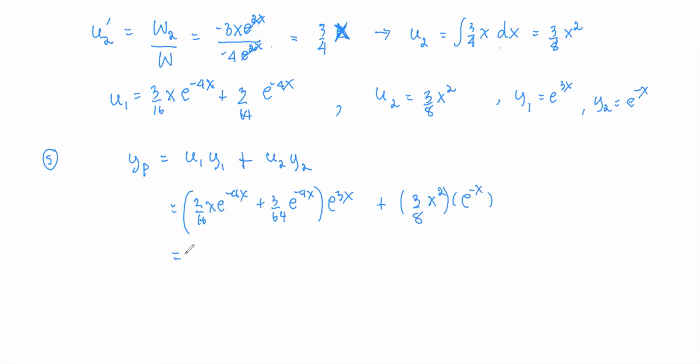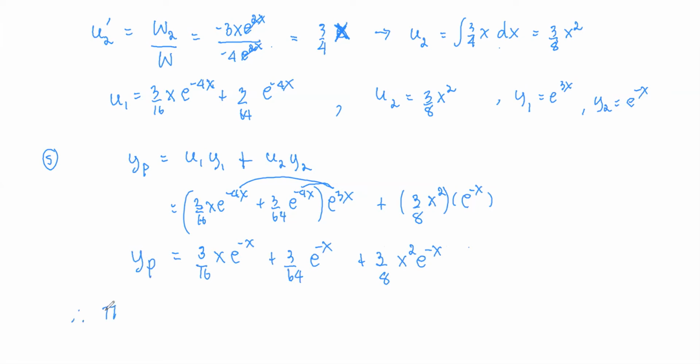The next step, just clean up. Multiplying in e to the 3x, we get 3 over 16 times x e to the negative x. The second one becomes 3 over 64 e to the negative x. The last one is 3 over 8 x squared e to the negative x. Now we have 3 terms in yp.